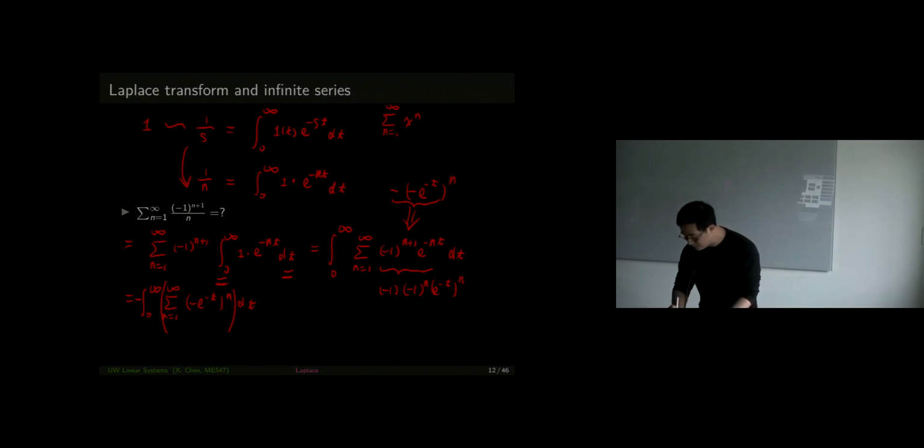What does this equal to? This is x plus x squared plus etc. We know that if you do 1 plus x plus x squared, etc., this equals to 1 over 1 minus x.